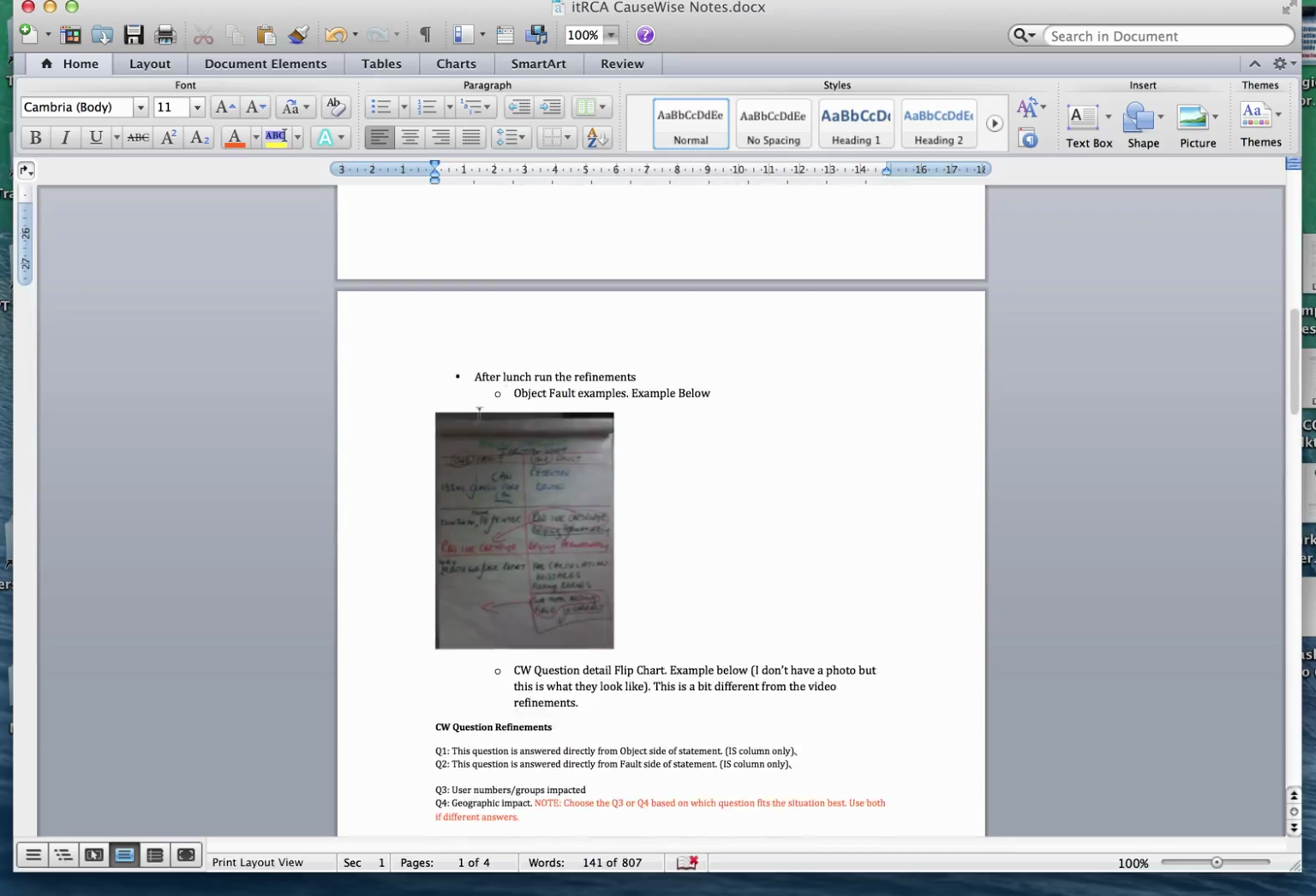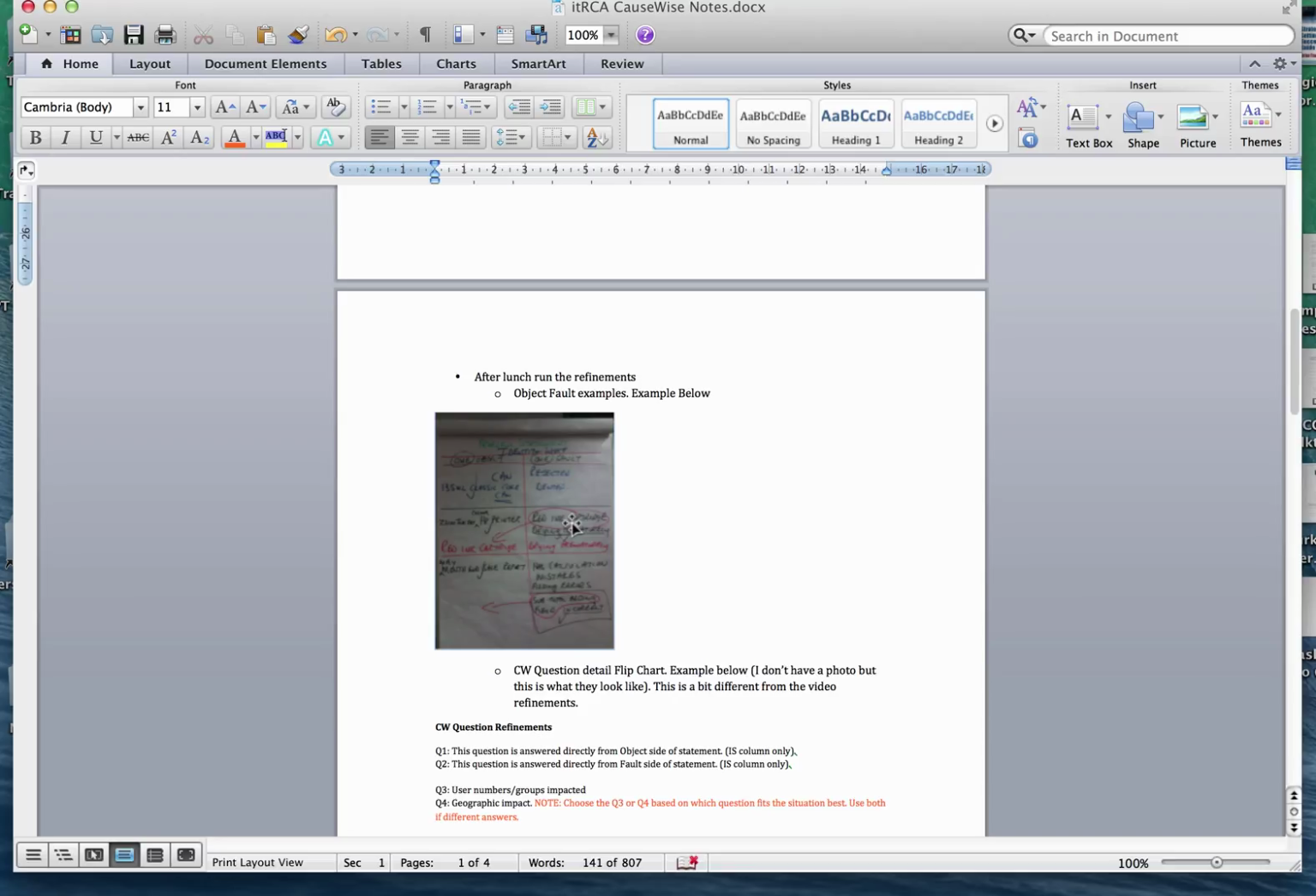Okay, after lunch, we run through these refinements. Okay, object fault examples, we've got them here in the flip chart below. Okay, we just run through some examples to understand how the object and fault works with specificity. Use the Coca-Cola example with the can. We use the printer problem with the red ink cartridge, to show how objects can jump. Okay, that's the note object family.